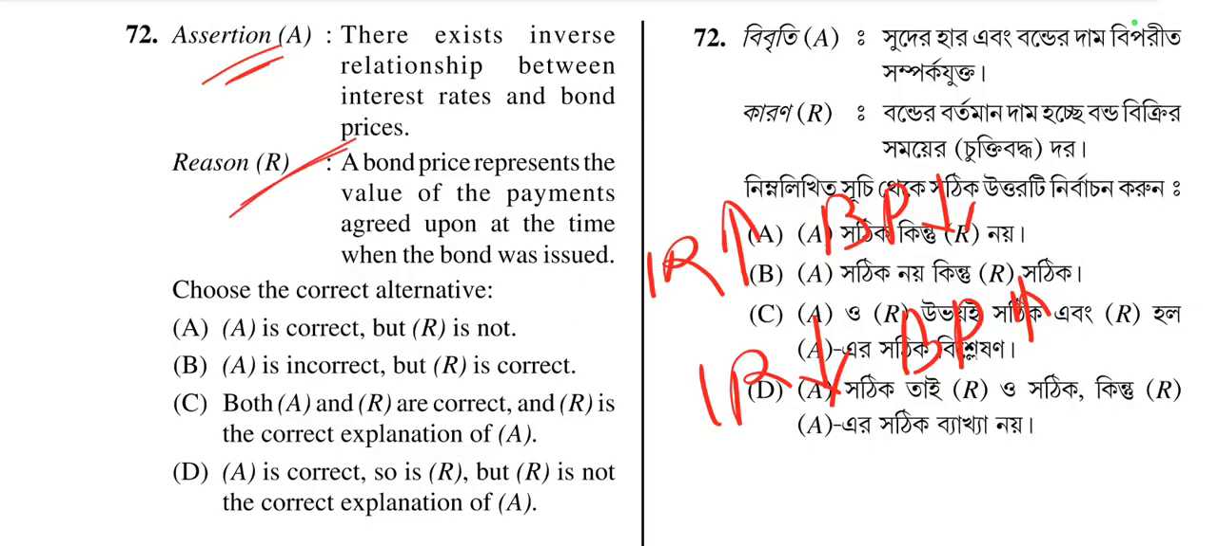Yes, the reason is also correct, because the bond price indeed represents the value of its payments, coupon and principal payment agreed upon at issuance. However, this statement doesn't explain the inverse relation between interest rate and bond price. The reason is correct, but it doesn't explain how there is an inverse relation between interest rate and bond price. So both are correct. Assertion is correct and reason is correct, but the reason is not the correct explanation of the assertion. So option D is the right choice here.